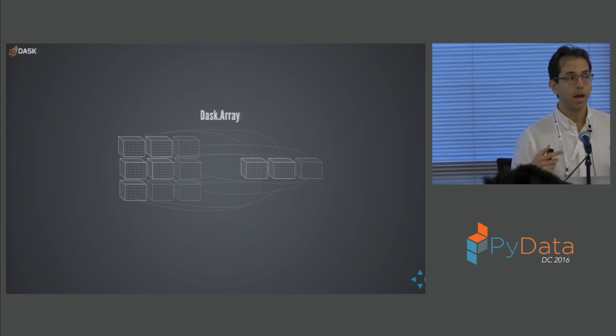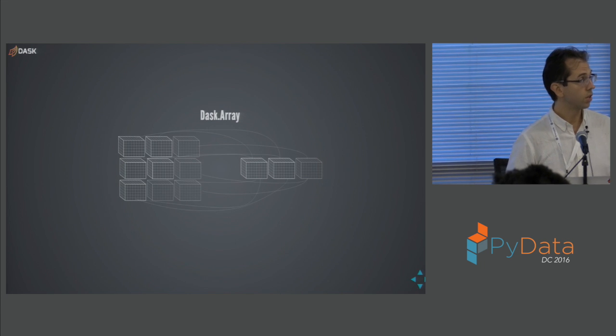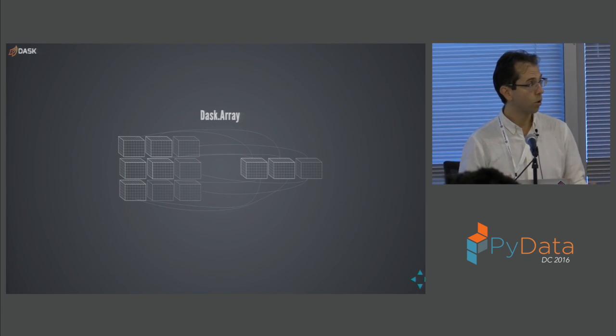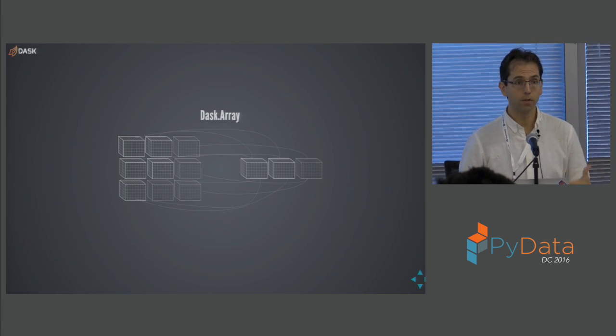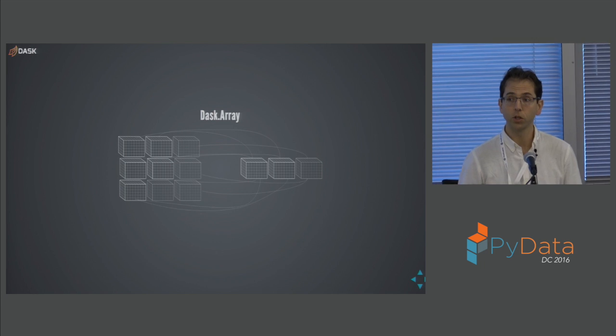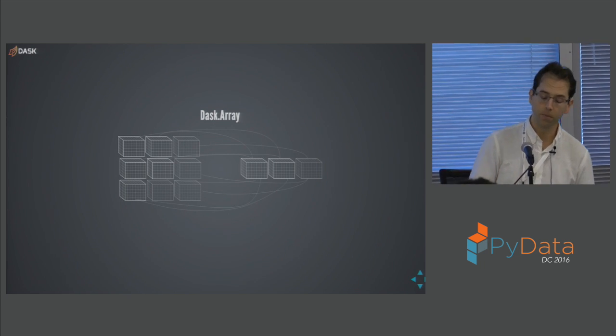So n-dimensional array algorithms are hard. There are a lot of interesting algorithms in there that are more sophisticated than typical database kinds of algorithms. And so this required a lot of coordination. So Dask became very, very good at coordinating parallel algorithms.